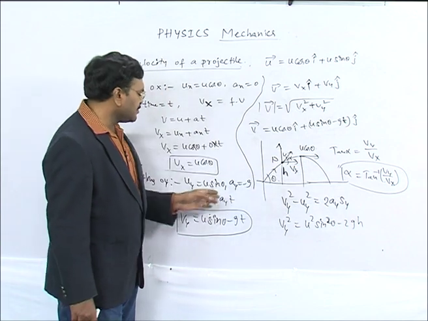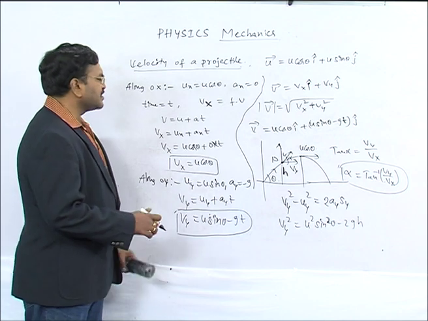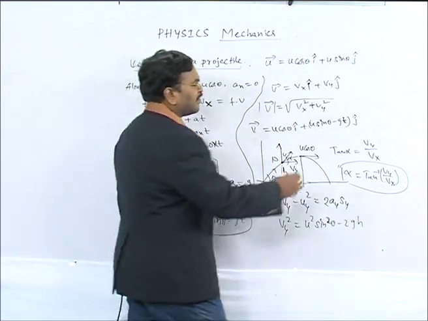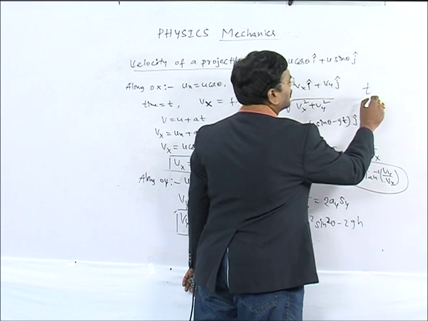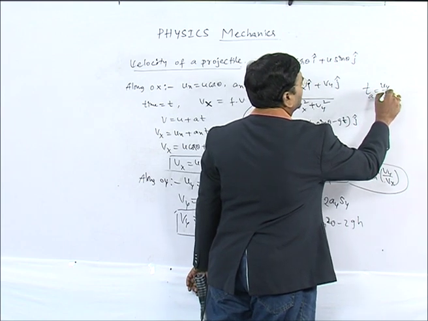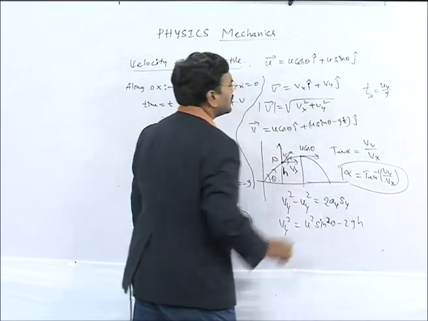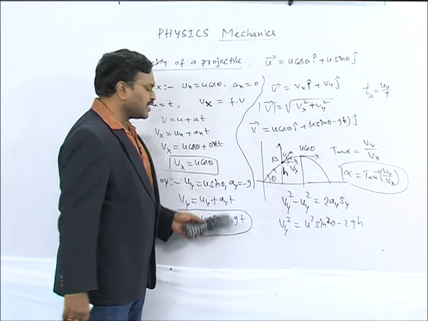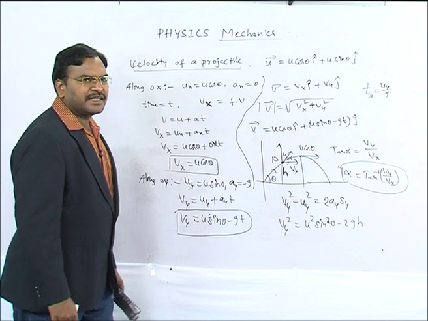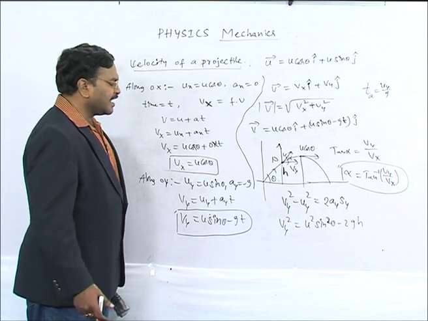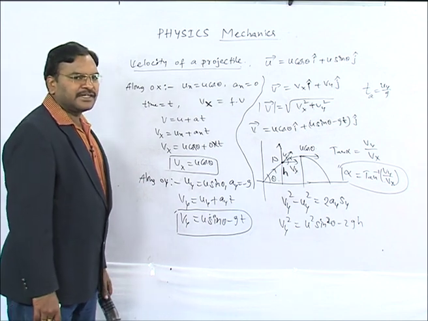What is the velocity in the vertical direction? U sin theta. Now, time of ascent, what do we write? Time of ascent is equal to Uy by g. Now time of ascent becomes U sin theta by g. Time of ascent is U sin theta by g. Again, time of descent is also U sin theta by g.